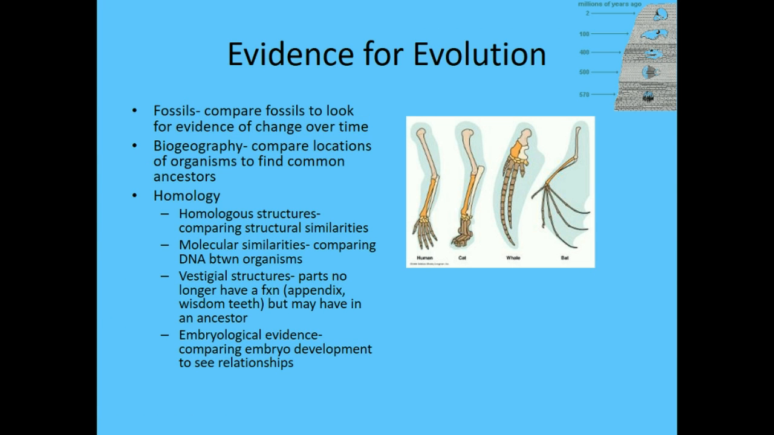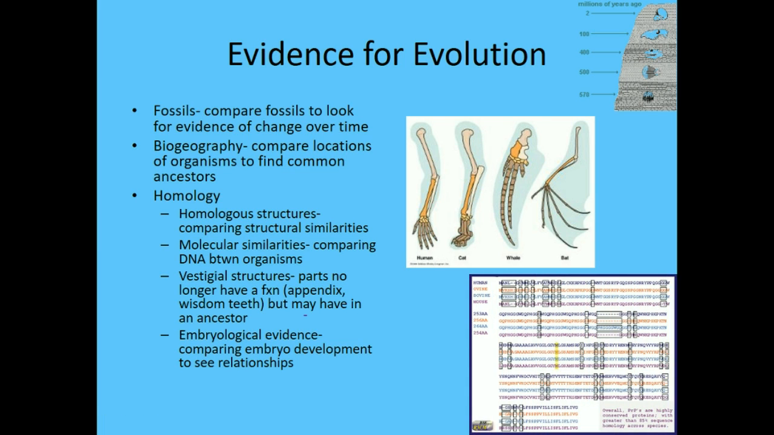Alright, so how do we actually explain evolution? We have two big things that really provide evidence for us up front. You have fossils, which basically look at how things have changed over time, and we compare them and look at a common ancestor. And then you have biogeography, which is where you compare locations to see similarities.